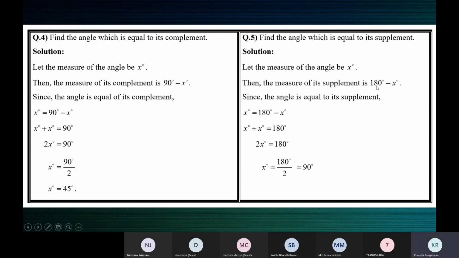This is the angle, this is its supplement. They are equal. It's given that the angle is equal to its supplement. So the angle x is equal to its supplement 180 minus x. And here the angle x is equal to its complement 90 minus x.